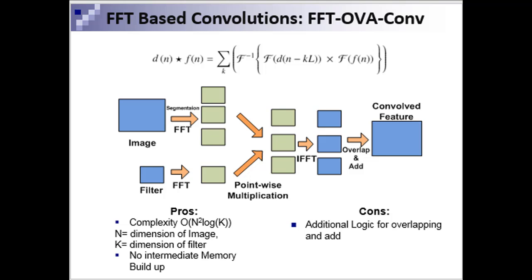The next approach is to use FFT overlap-and-add, where the image is segmented into blocks. The blocks undergo FFT, we do point-wise multiplication with the filter FFT, and we do an inverse FFT on the blocks. The blocks are then aligned and added to get the convolved feature. This further reduces the complexity, and the filter after the FFT operation does not grow to a higher size. This means the intermediate memory buildup problem is no longer there. A slight disadvantage is that we need additional logic for the overlap-and-add mechanism.